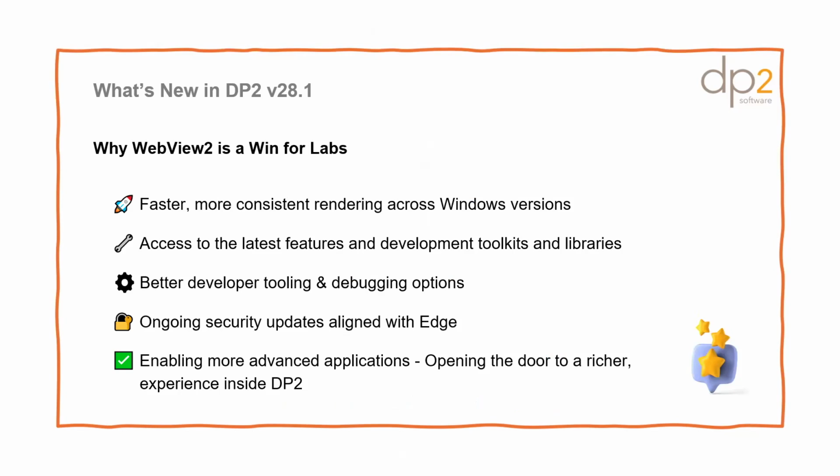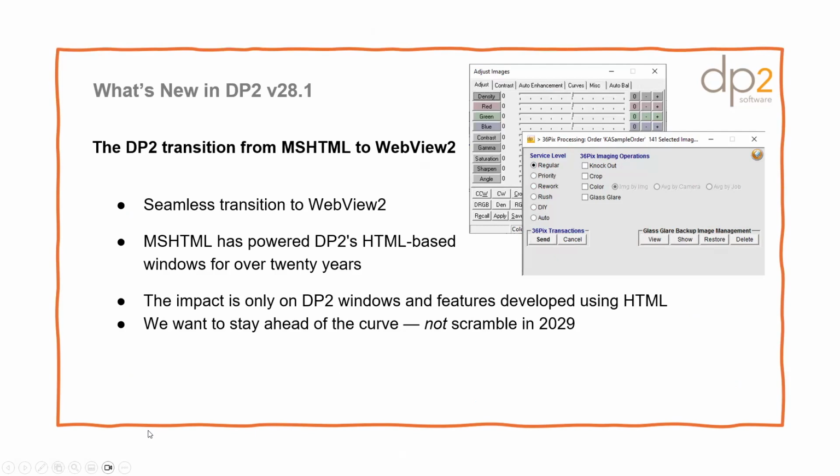And there are benefits from migrating to WebView2. It's not just about replacing old tech. It's about unlocking new potential. Here are some examples. Faster, more consistent rendering across Windows versions, access to the latest features and development toolkits and libraries, better developer tooling and debugging options, ongoing security updates aligned with Edge or Chromium, enabling more advanced applications, opening the door to a richer experience in DP2. During the transition to WebView2, existing features will look and behave pretty much the same.